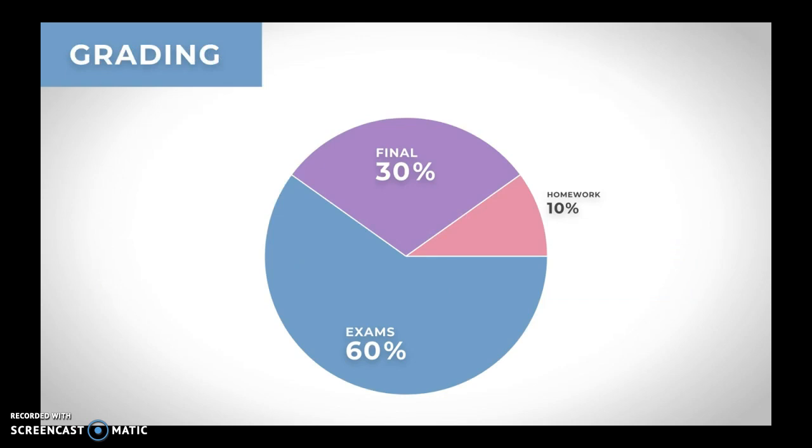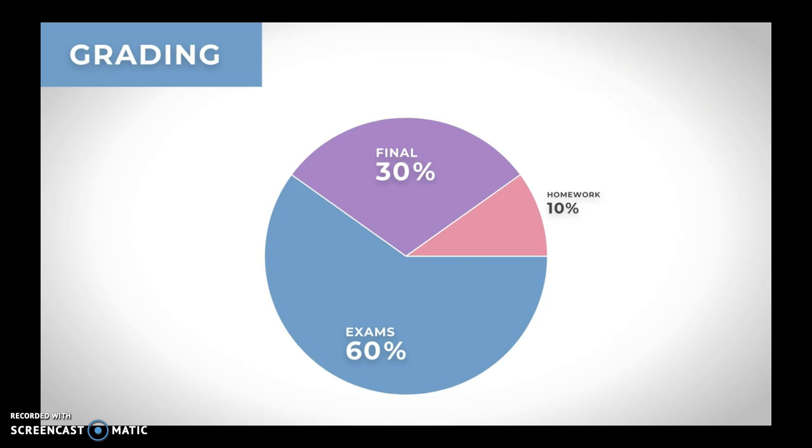Okay, this is how the grading is going to break down. We're going to have 3 exams. That's going to be about 60%. You're going to have a comprehensive final, which is going to be 30%. So everything that we learn from day 1 to the last day is going to be on that final. And then you've got 10% for your homework.